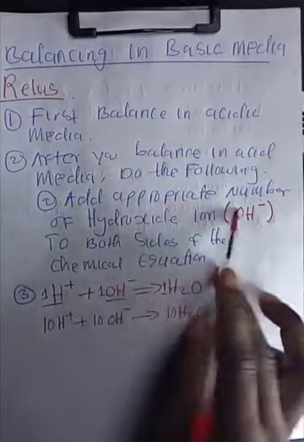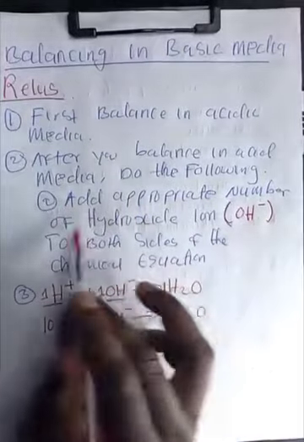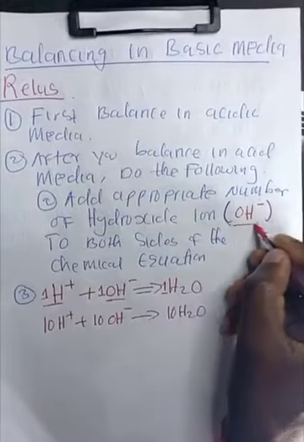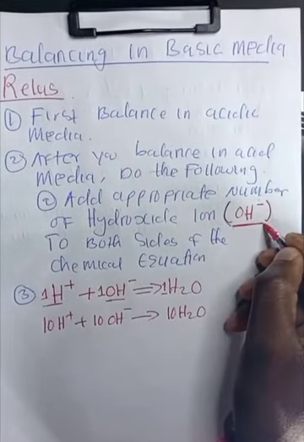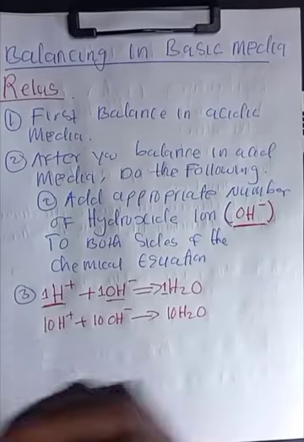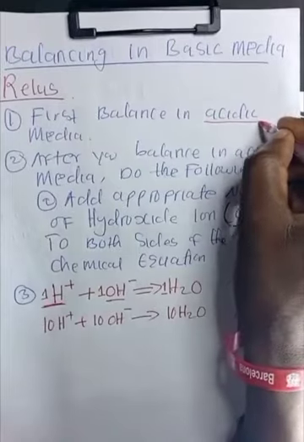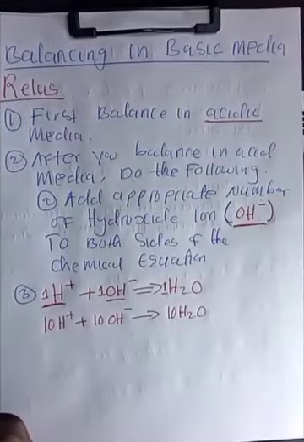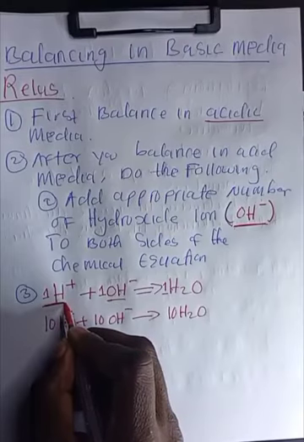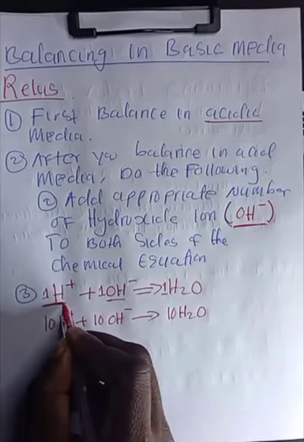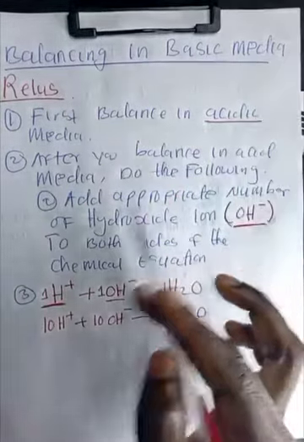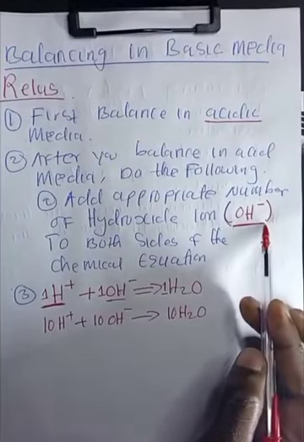From this concept, you can tell we add an appropriate number of hydroxide ions, appropriate to the hydrogen ions. So the number of hydroxide ions to add depends on how many hydrogen ions are present in the balanced equation in acidic media. Because when we balance in acidic media, we expect hydrogen ions to appear in the final answer that we get. So the number of hydrogen ions that appear in the balanced equation in acidic media will determine how many hydroxide ions we are going to add.